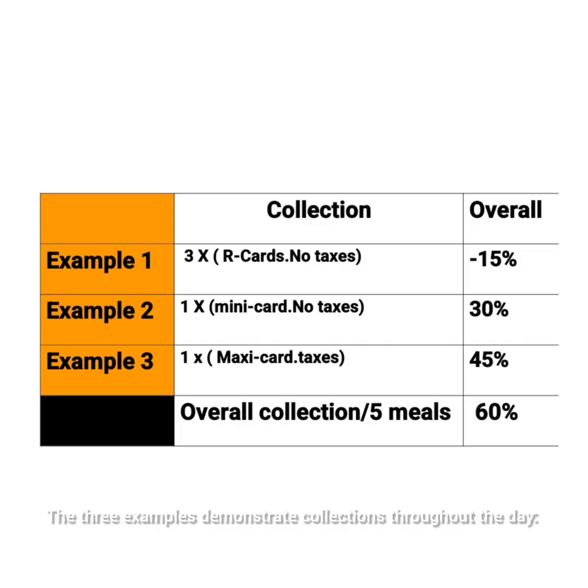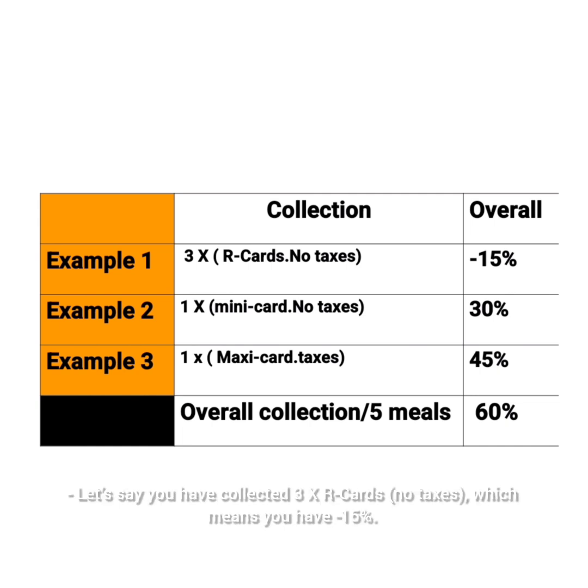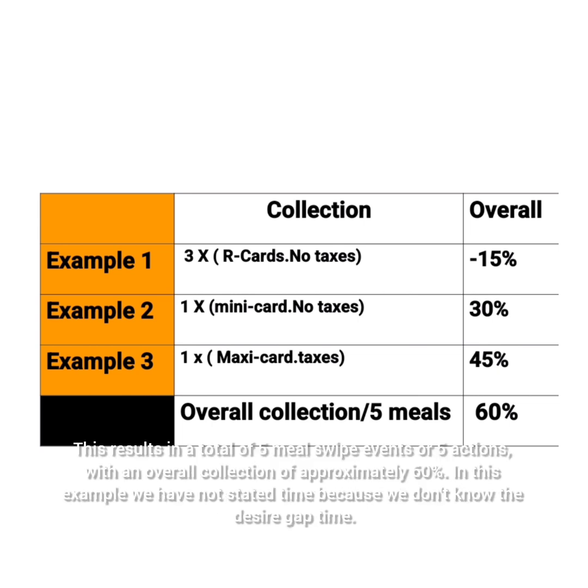The 3 examples demonstrate collections throughout the day. Let's say you have collected 3 XR cards, no taxes, which means you have -15%. If you have collected 1 X mini card, no taxes, that means you have 30%. If you have collected 1 X maxi card, with taxes, that means you have 45%. This results in a total of 5 meal swipe events or 5 actions, with an overall collection of approximately 60%.